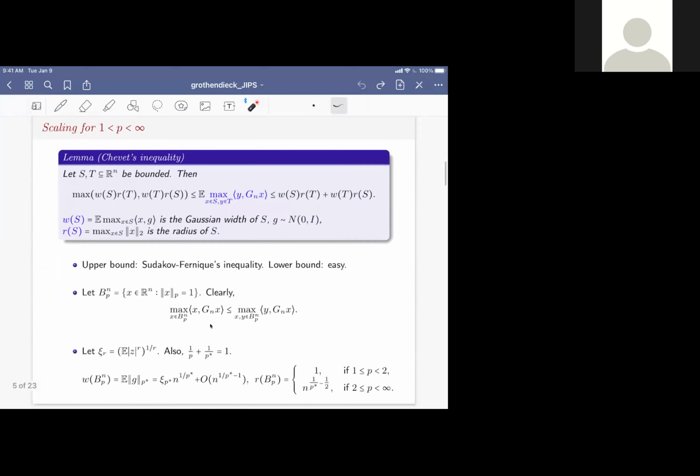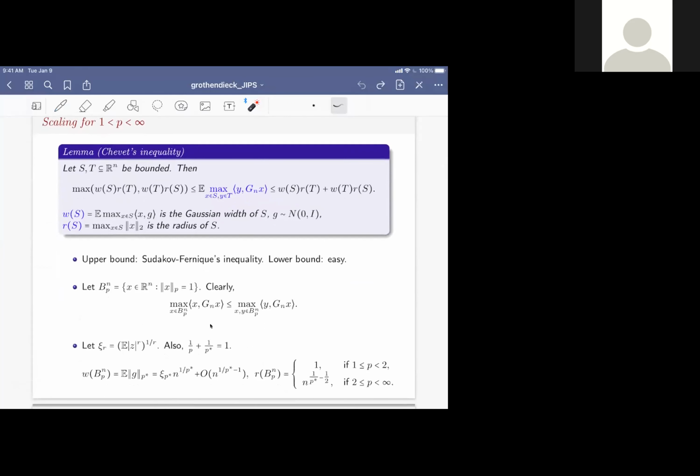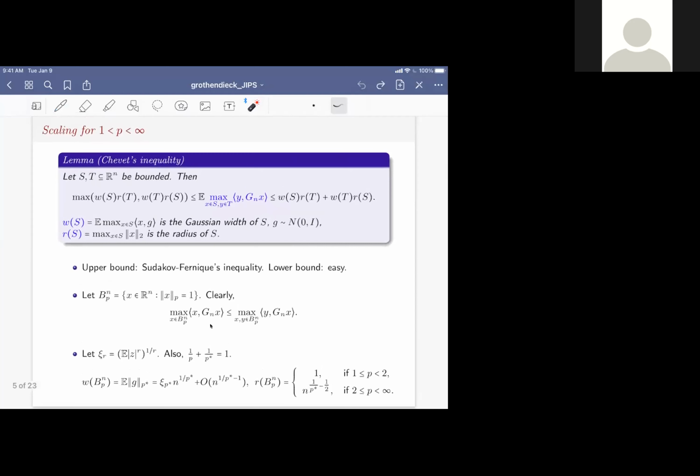First we need to understand how this maximum value scales, and how the exponent depends on p. For that, I will mention this very classical Gaussian inequality, which is called Chevet's Inequality. It says the following: here we have an expected value of the maximization of a bilinear form of a Gaussian matrix, where we take the maximum over two bounded sets S and T. And Chevet's inequality says that it can be controlled by two parameters of the sets S and T.